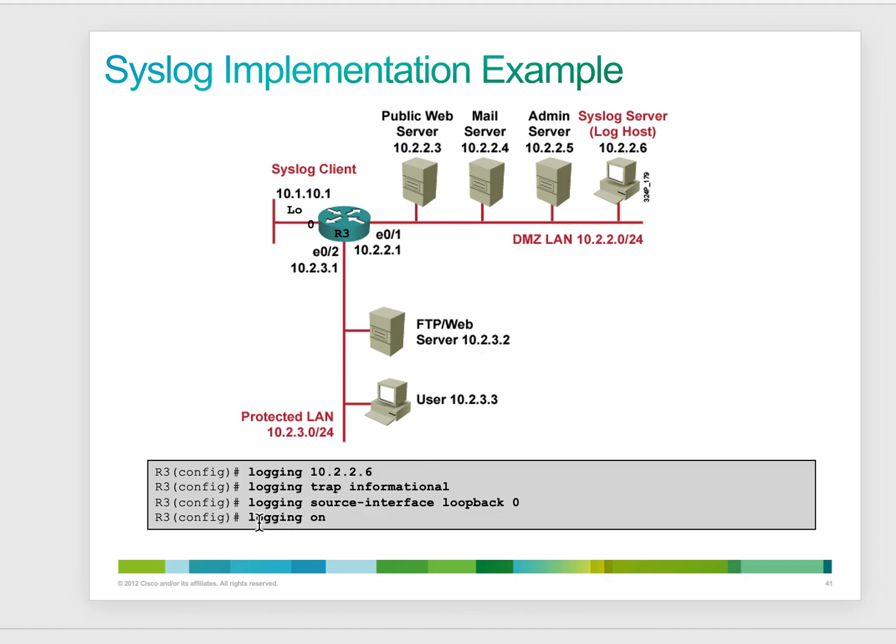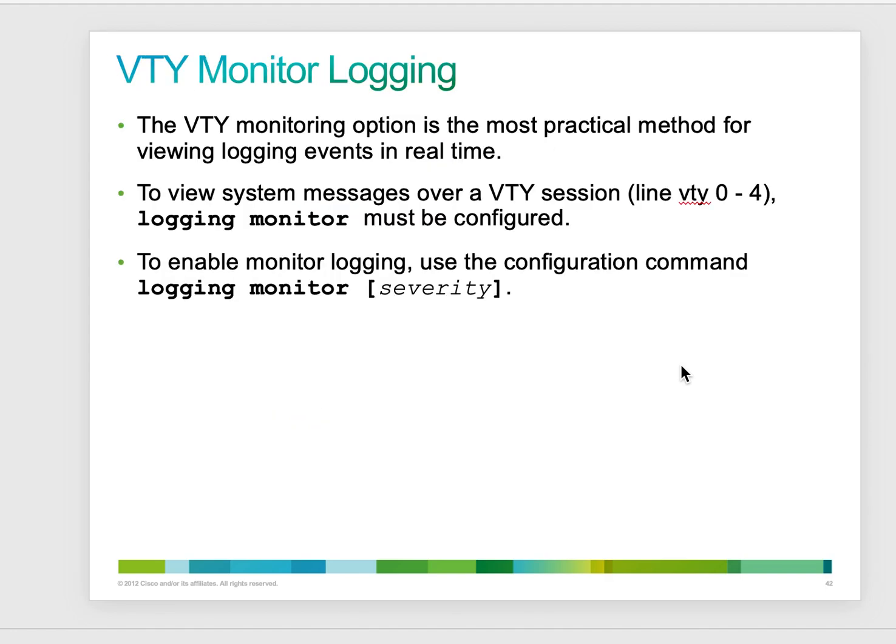Okay, so Router 3, this is the configuration. Router 3 (config)# logging, you put the IP address. Router 3 (config)# logging trap informational. Router 3 (config)# logging source-interface loopback 0. Router 3 (config)# logging on. So this is for checking the syslog, okay, the logging facility.